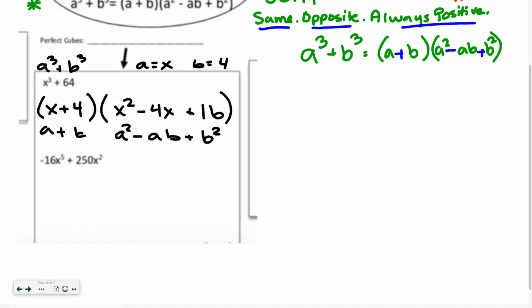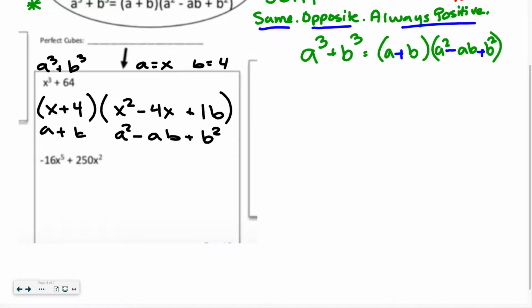If you took the time to distribute all of this, so you distribute x to all three terms, you distribute 4 to all three terms, everything will cancel out except for an x cubed plus 64. Okay, so it factors nicely. This factor is really nice, x plus 4. This factor back here is the quadratic, x squared minus 4x plus 16.